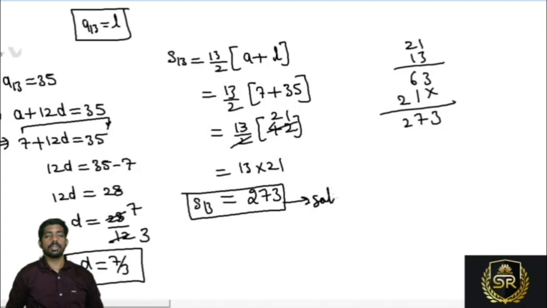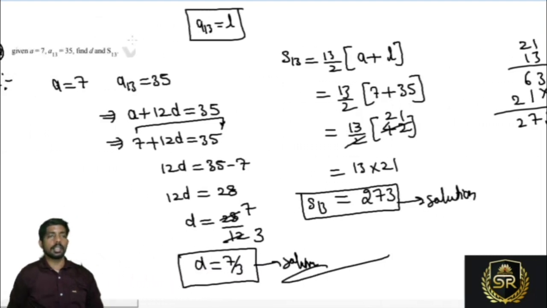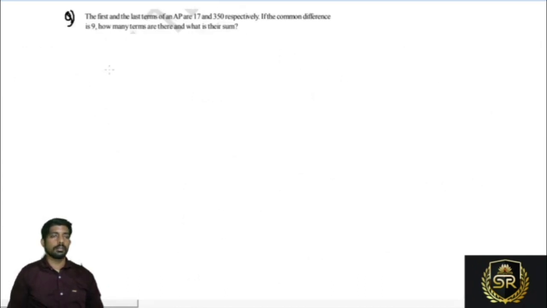This is the solution. What was asked? The D value and S13 were asked, and we found them. Okay, that's all. This is the solution.